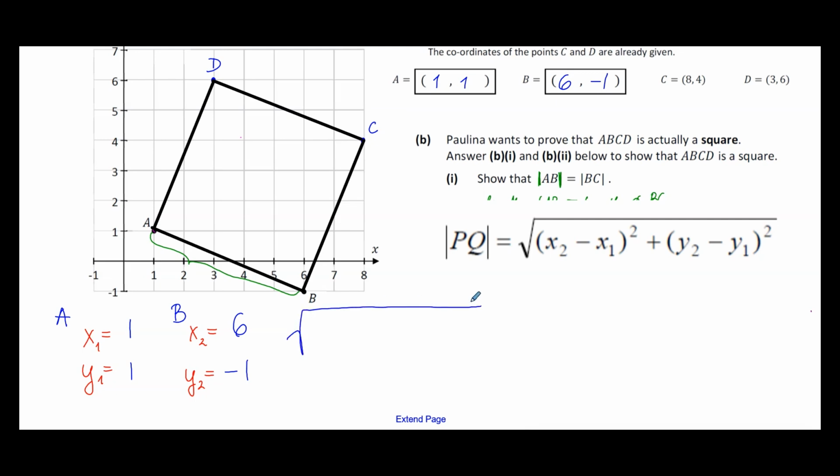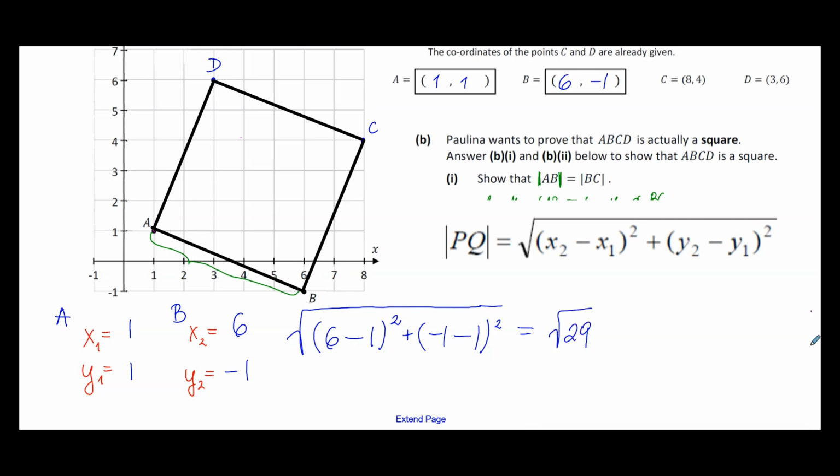So we write our square root, bracket, x2, our x2 is 6, minus x1, and our x1 is 1, close bracket, power of 2, plus open bracket, next part, y2, my y2 is -1, then minus y1, and y1 is 1, close bracket, power of 2. And we put all of that in the calculator, we press equal, and we get the square root of 29.